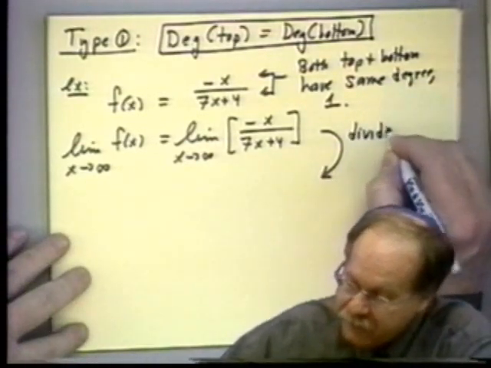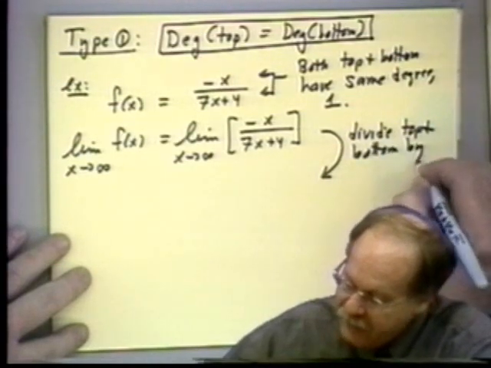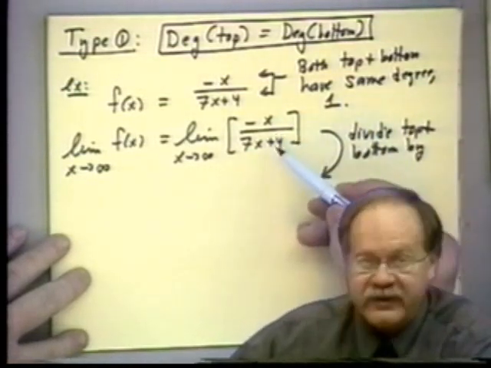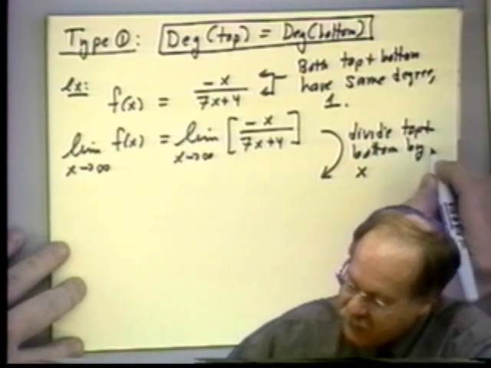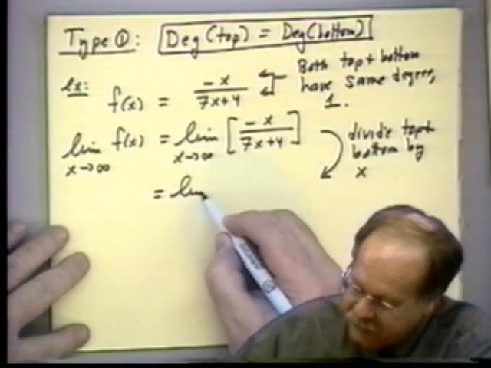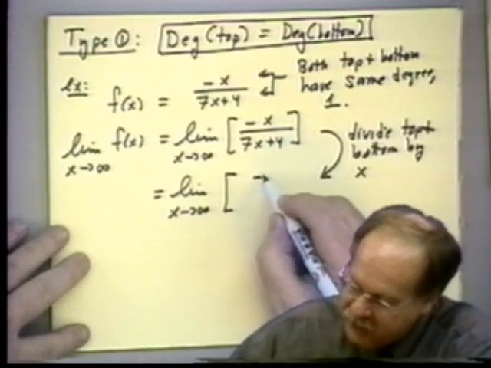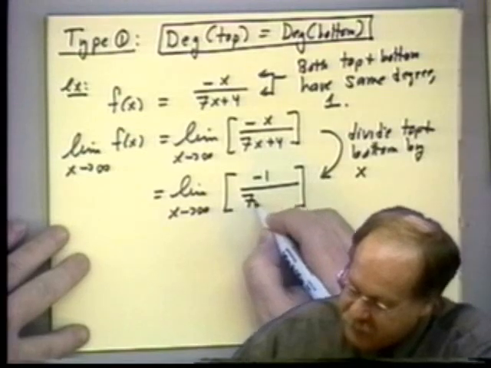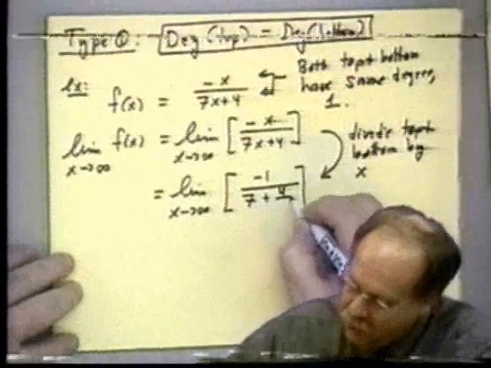If you divide top and bottom by whatever that common degree is, that is 1 in this case, if you divide by the power of x that has that degree, in this case just x, watch what happens. We take the limit as x goes to infinity. On the top now, by dividing by x, we're left with minus 1. Well, that's nice. On the bottom, we divide 7x by x, we're left with 7. And then when we divide 4 by x, we get 4 over x.